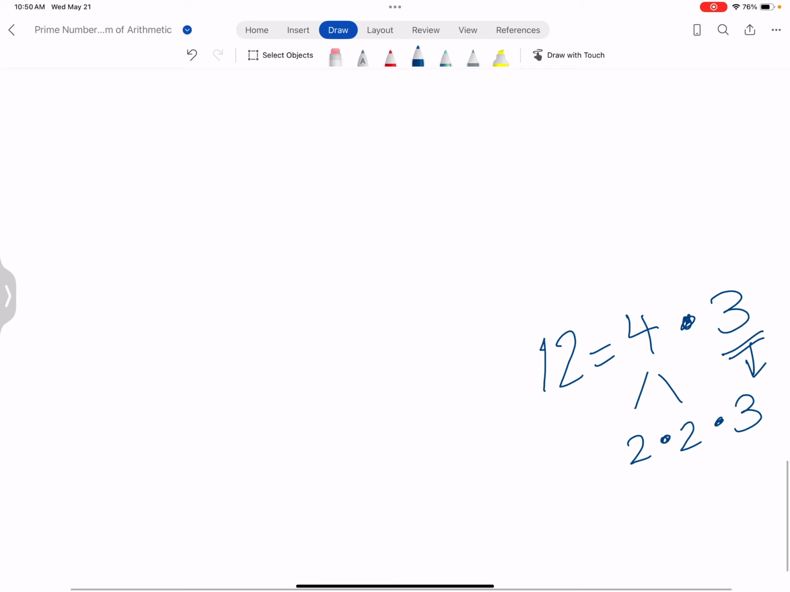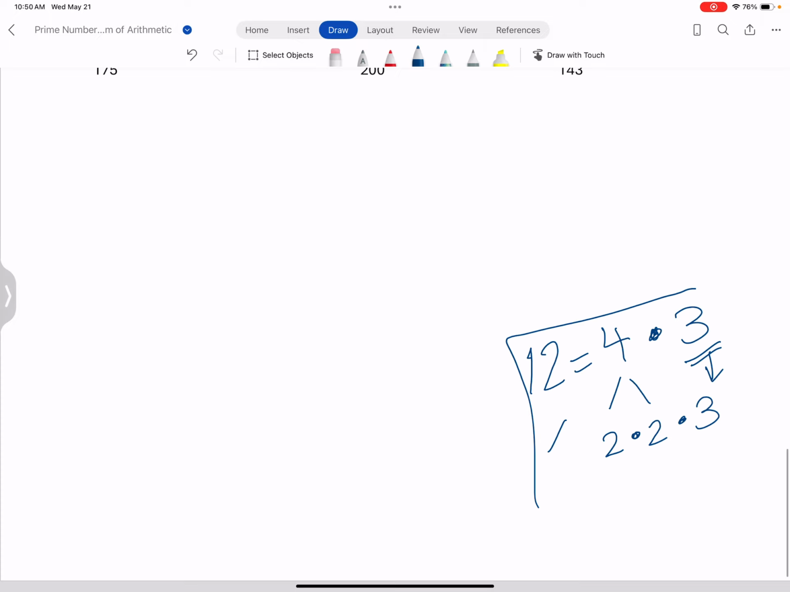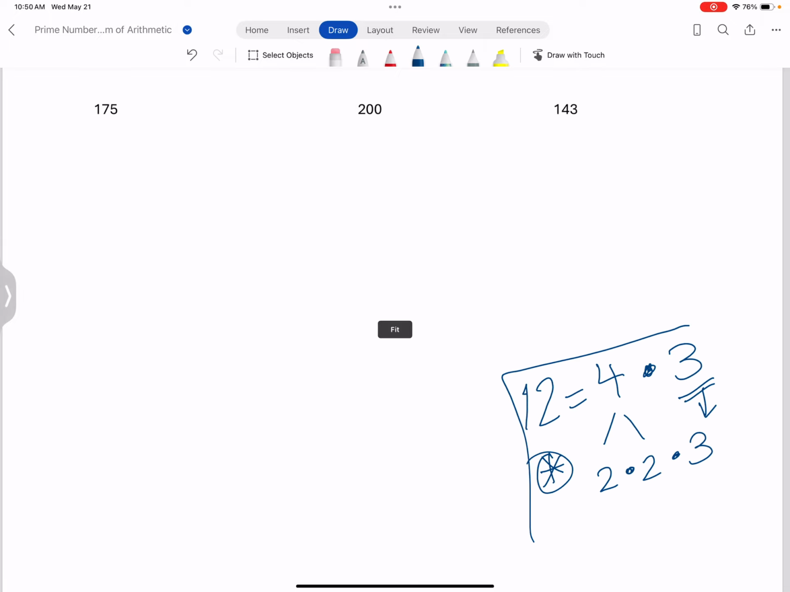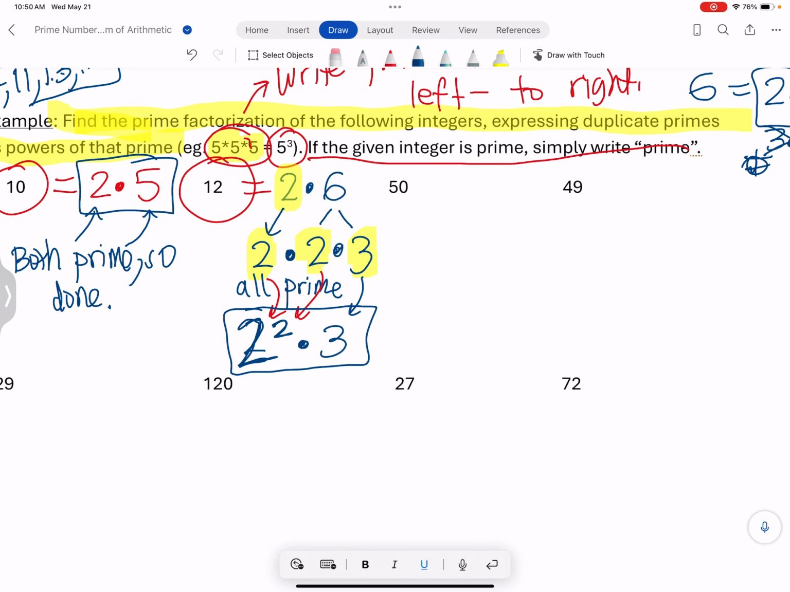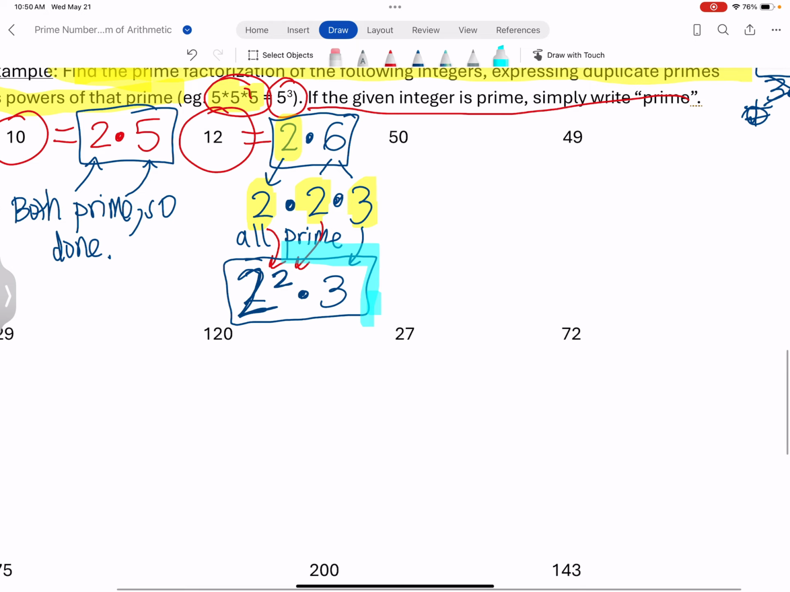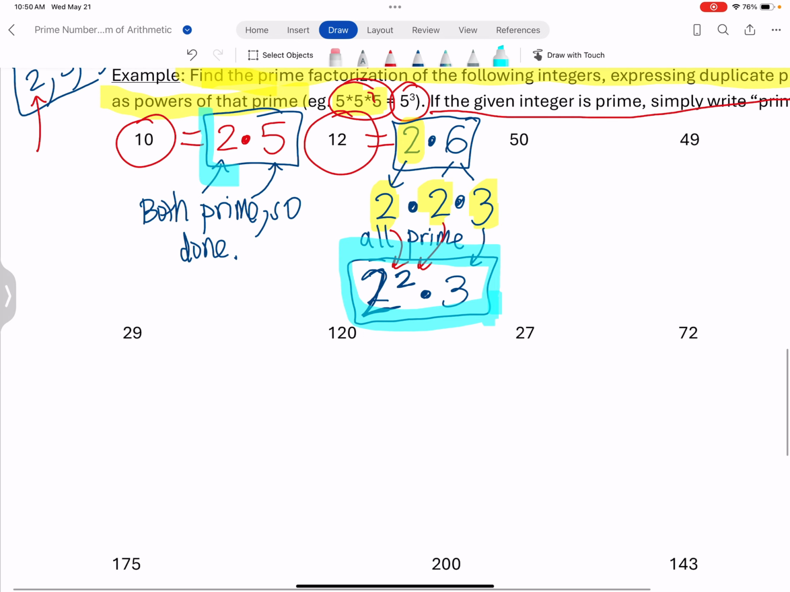But notice it ends in the same primes no matter what, right? I had two 2s and a 3 in mine, and if you do it this way, the same. What I'm trying to say is that the process might look different as you go. If you break it down one way, like I did 2 times 6, someone else might have done 3 times 4, and that's fine, but in the end, we'll get the same answer. As long as you write your primes from smallest to largest, left to right, and you write repeated primes as powers, it should be the same answer no matter how you did it.